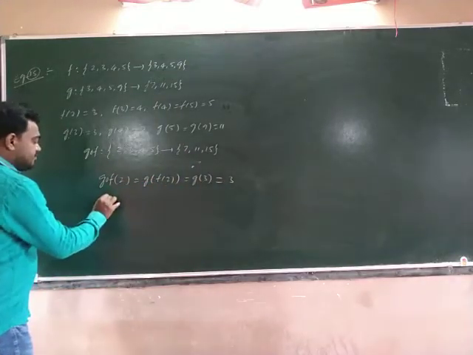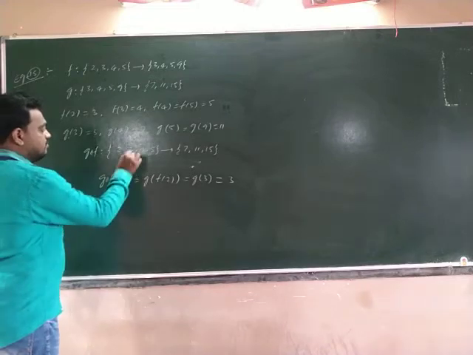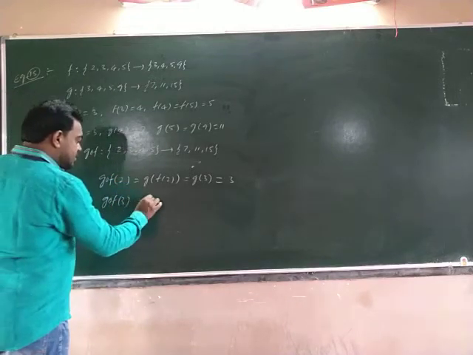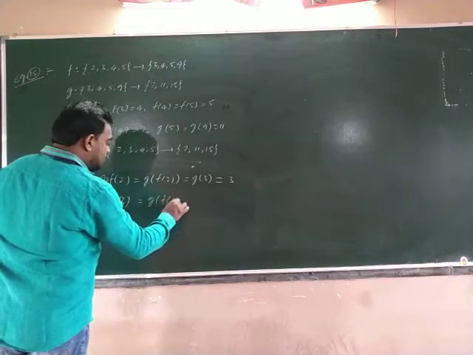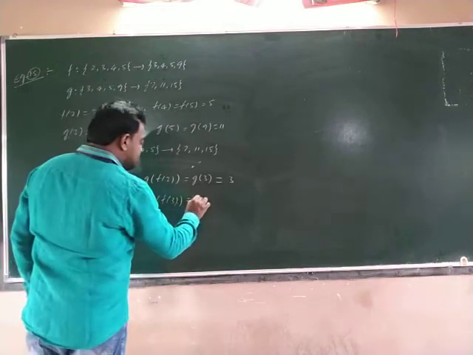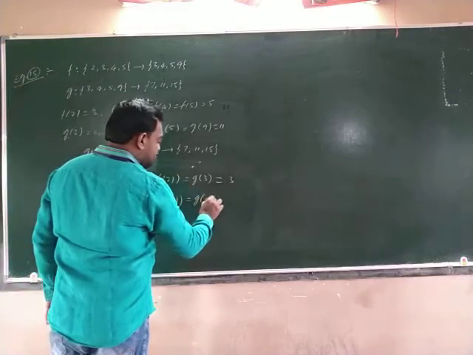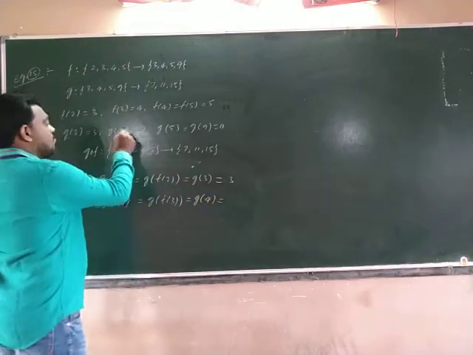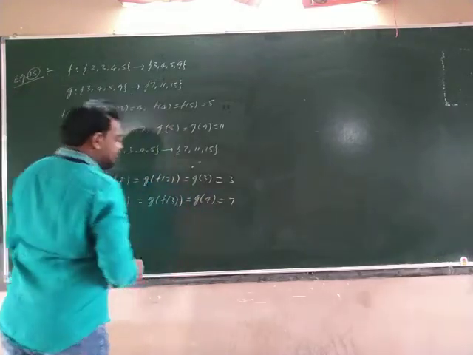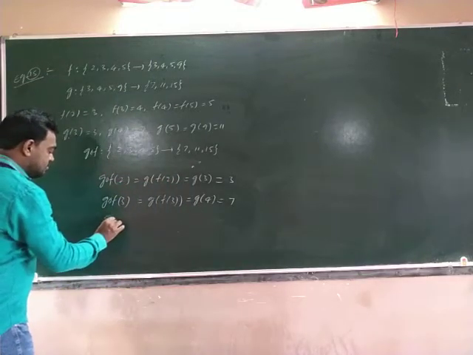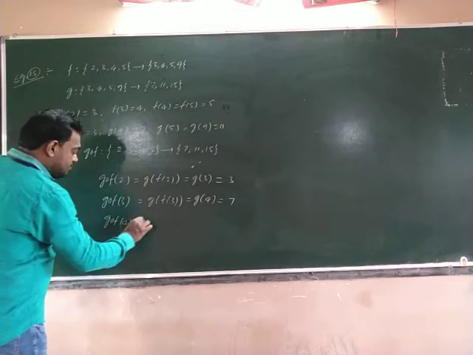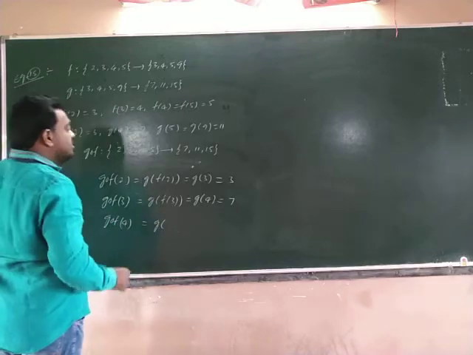Next, G circle F of 3, that is G of F of 3. F of 3 equals 4. Now G of 4 equals 7. Next, G circle F of 4 is G of F of 4.